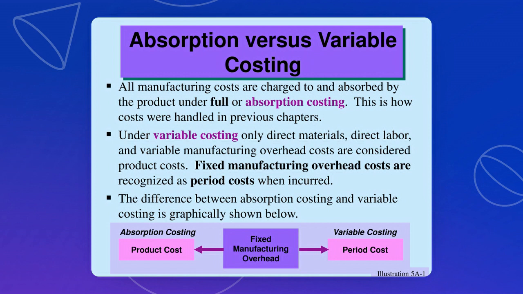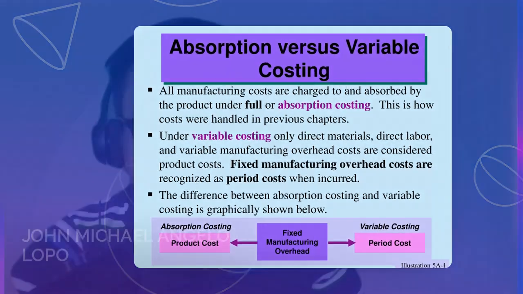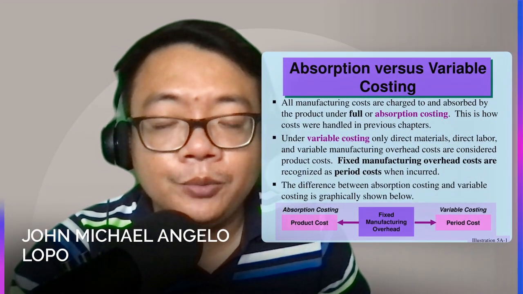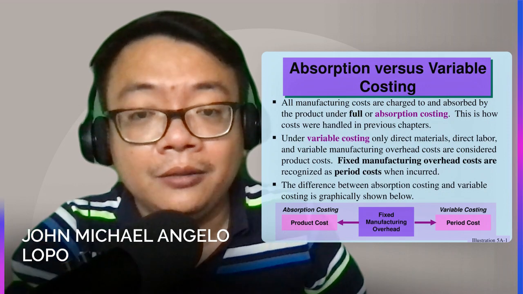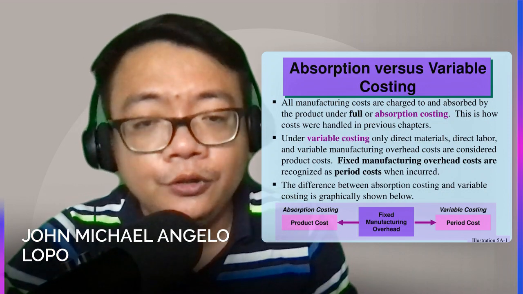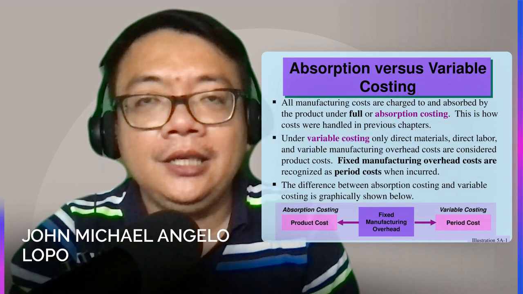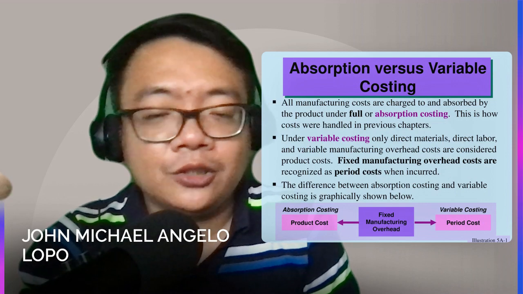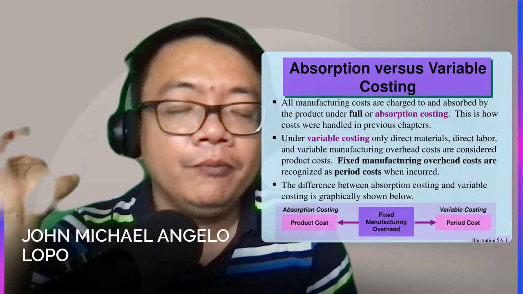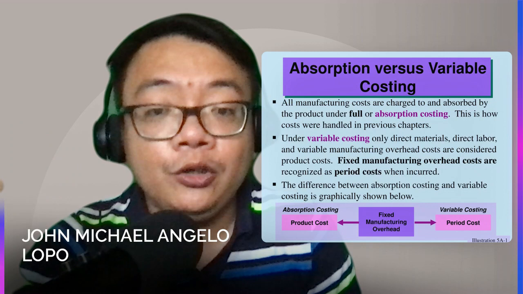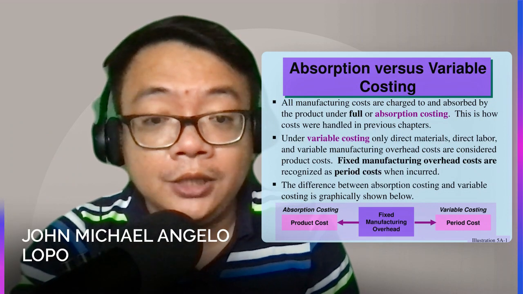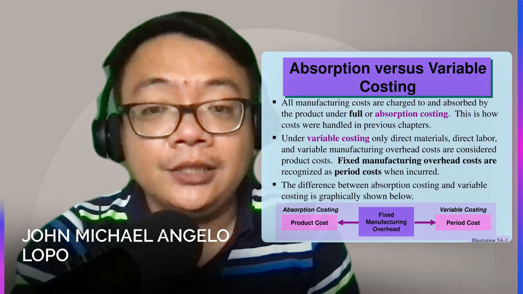Alright, so in terms of manufacturing, all manufacturing costs are charged to and absorbed by the product under the full or absorption costing. By the way, class, absorption costing is also known as full costing. It is your usual, basically your external reporting. So sales minus cost of sales is equal to the gross profit, minus OPEX, and you have your net income. That's your full or absorption costing. Yan yung ginagamit natin in your financial accounting.